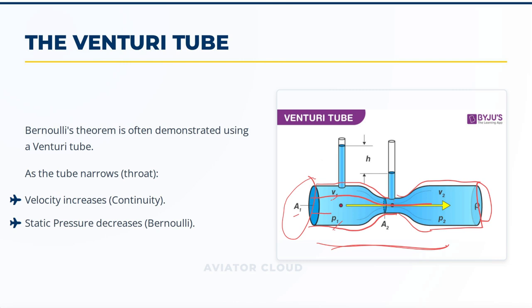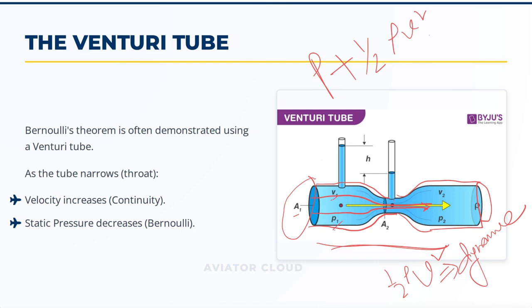Like this, it is going slowly. Now here it has to go faster, so velocity has to increase. When your velocity increases, that means half rho v square will increase, that means the dynamic pressure will increase. So when your dynamic pressure increases, Bernoulli says P plus half rho v square is constant. That means this dynamic pressure, half rho v square, is increasing. To make the equation constant, the P has to reduce.